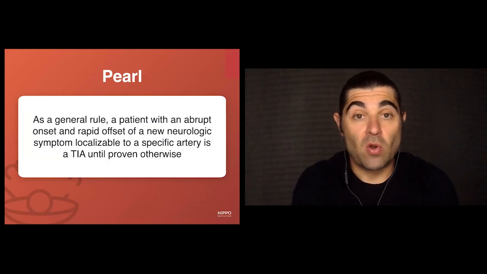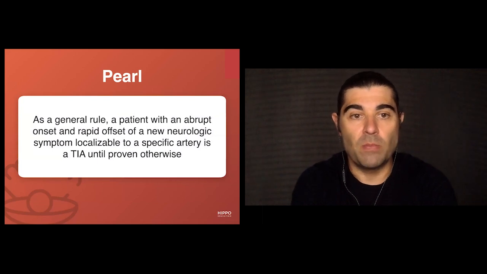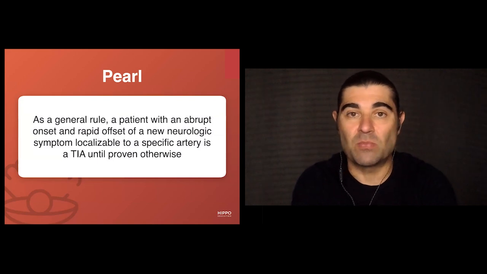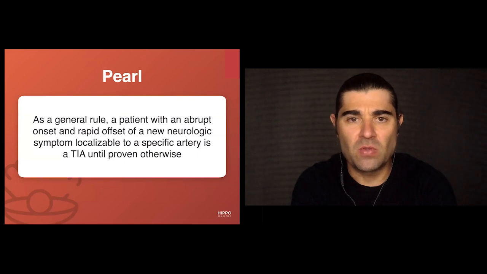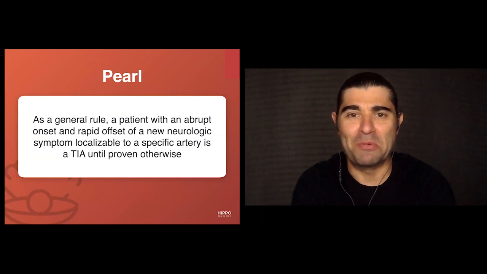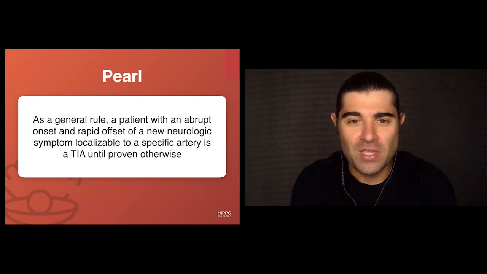So, important pearl from the paper. As a general rule, a patient with an abrupt onset and rapid offset of a new neurologic symptom, localizable to a specific artery, is a TIA until proven otherwise. And I think both of you and I have said that, so this is like the third time people are hearing us say that. But doing a physical exam is important.